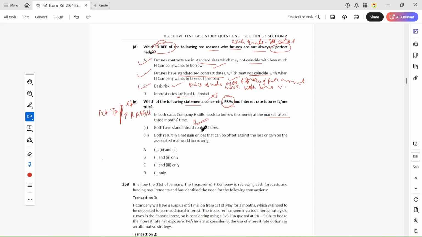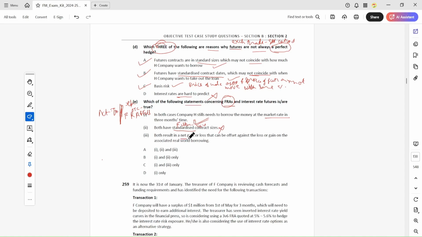Both have standardized contracts. No, both do not have standardized contracts. Only futures, because futures are exchange traded, so only they are standardized, and the forward rate agreement is OTC, so it is a customized contract. So this is incorrect.